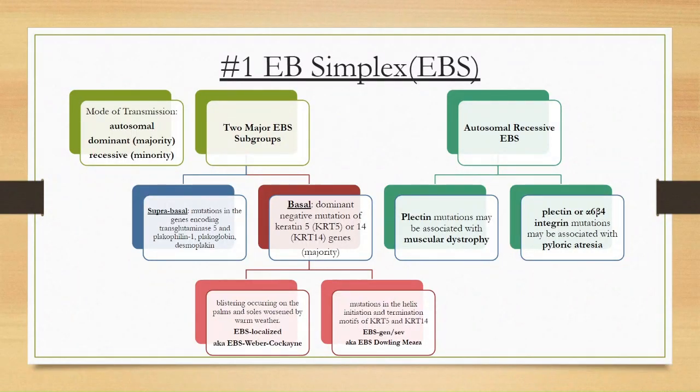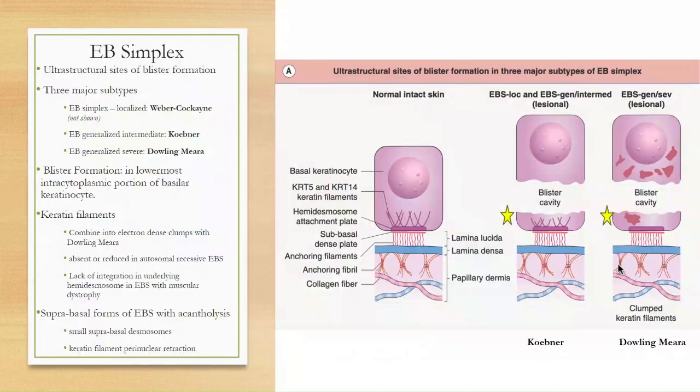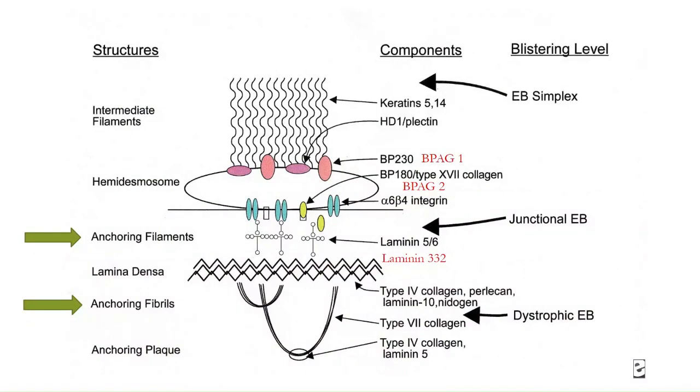So starting out, we have EB simplex here. Most of the time, the transmission here is autosomal dominant. There are two major subgroups of EBS. They're suprabasilar, and the genes mutated are usually like TTG5 and acropeeling skin syndrome, or plakophilin-1, plakoglobin, desmoplakin. The basal subset splits usually, and these are the more common ones, keratin 5, keratin 14 gene. And you saw that on the last slide. I'll point it out here again: there's keratin 5, keratin 14 just below the EB simplex arrow.